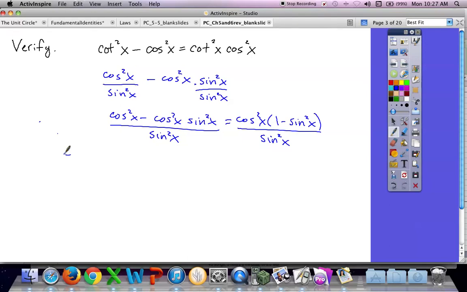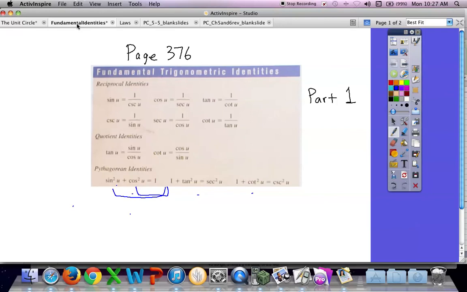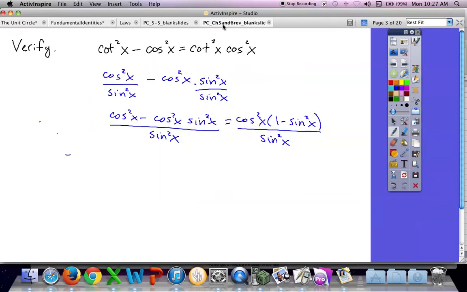It's a form of that identity. What is it equal to? It's cosine squared, right? By that same identity here, if I subtract sine squared to this side, then I've got 1 minus sine squared equals cosine squared. So I'm going to say this is cosine squared x times cosine squared x divided by, and I'm just going to write it here because it doesn't matter, sine squared x.